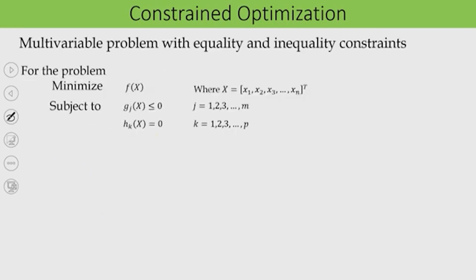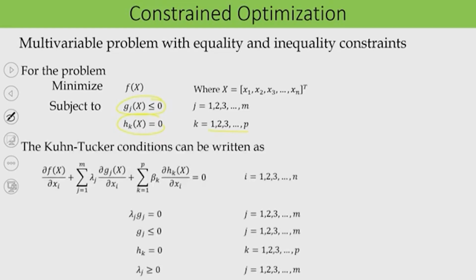Now, if you also have equality constraints, we have discussed the inequality constraints, and suppose I have equality constraints k equal to 1 to p, so p number of equality constraints along with the inequality constraints. In that case I can write the Kuhn-Tucker condition like this.